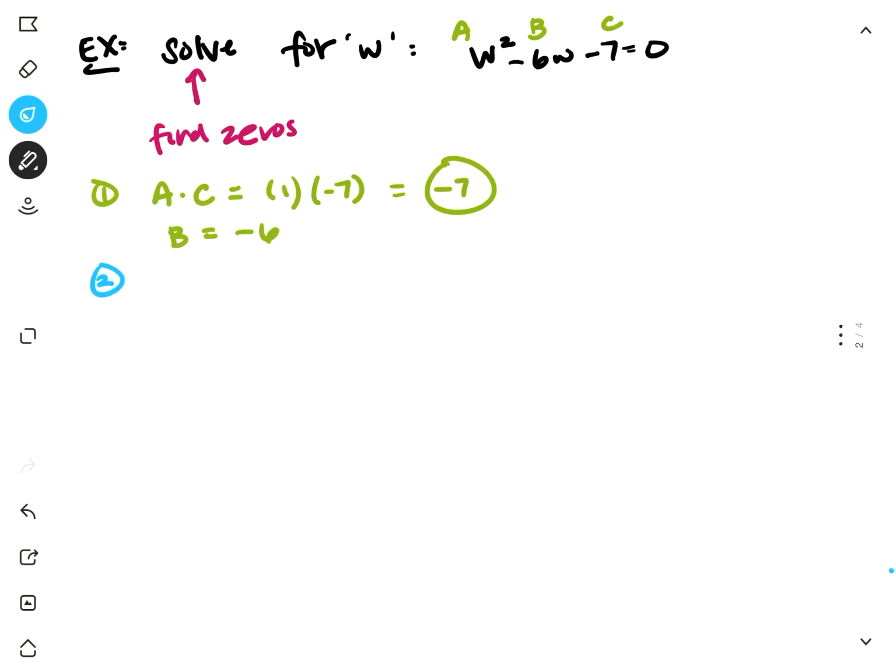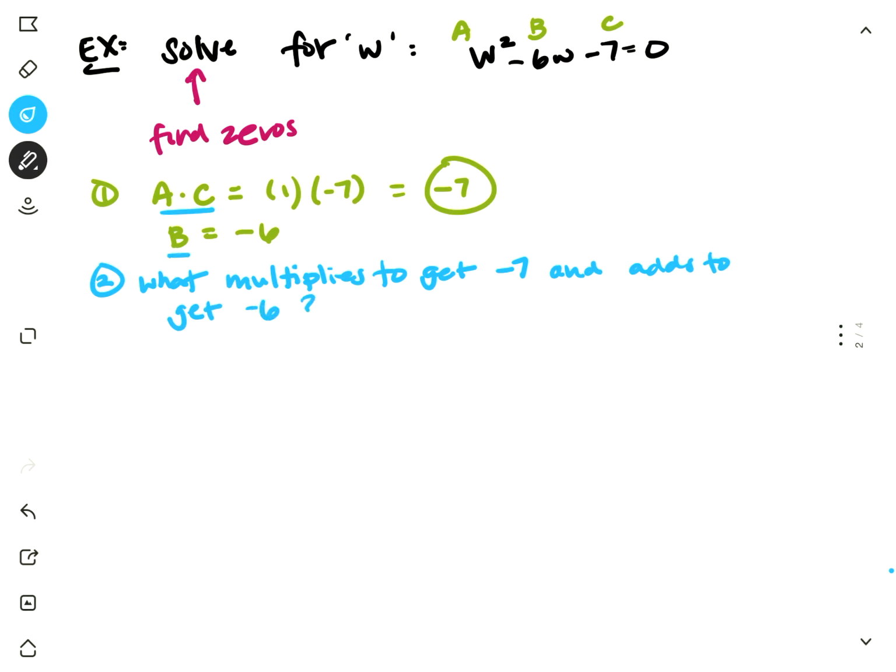Okay, step 2. This is where the most math comes from. What we're asking is, what multiplies to get negative 7, the a times c, sorry, but also adds to get negative 6, which is our b.